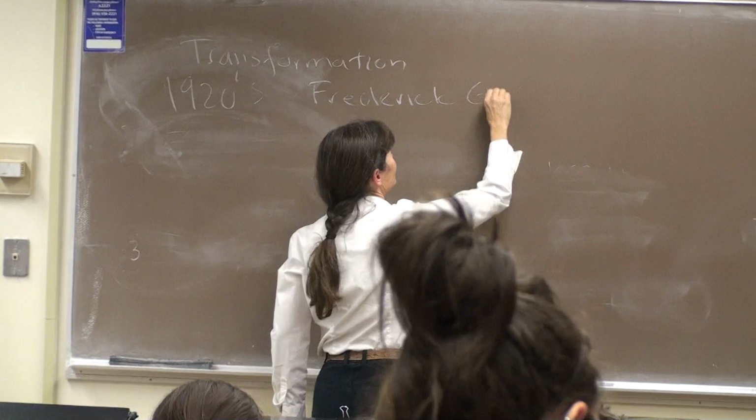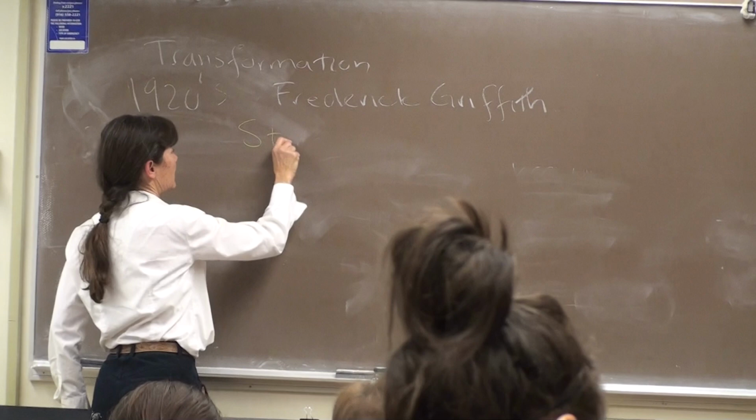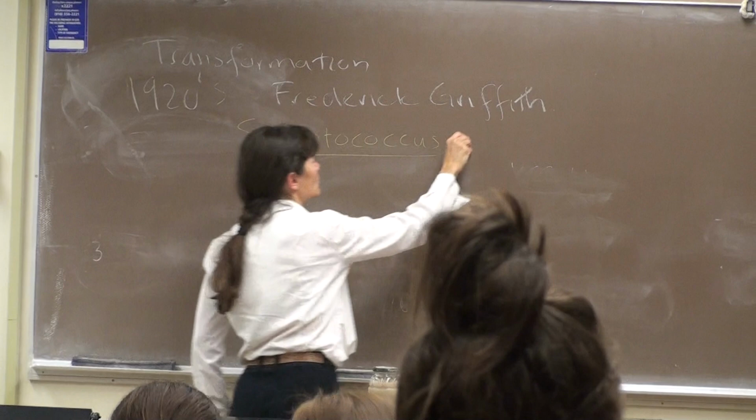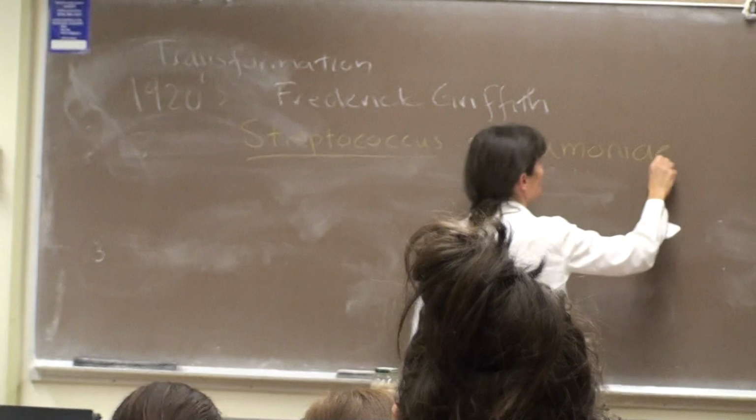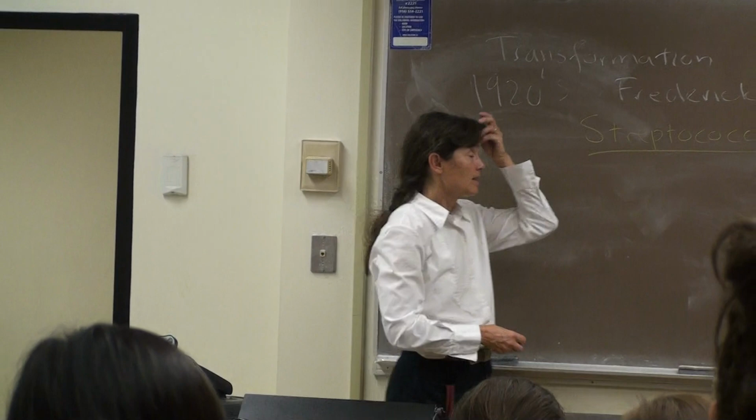The bacteria then that Frederick Griffith was working with were two strains of the bacterial pathogen Streptococcus pneumoniae. And again, Streptococcus pneumoniae was a common cause of secondary bacterial pneumonia following influenza. So Griffith hoped to make a vaccine that could protect people against pneumonia caused by Streptococcus pneumoniae. And in part of his experimental model, he had two strains of Streptococcus pneumoniae.